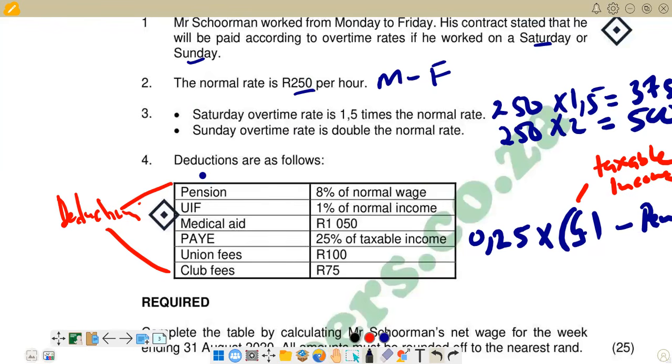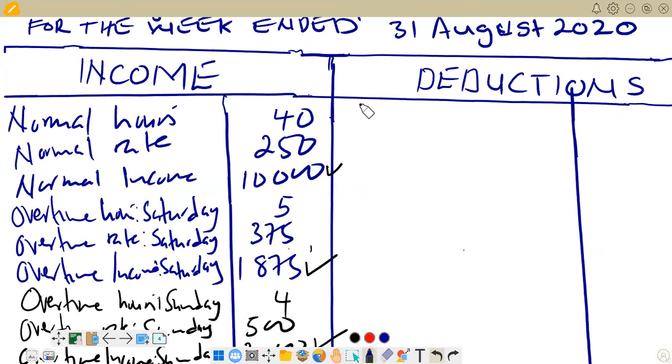So we calculate the pension. We say 0.08, which is 8%, then we multiply by normal wage, which is 10,000. When we calculate that, you are going to get 800. So it means our pension is 800. So we go back there and put our pension as 800. So we've used this figure for normal wage.